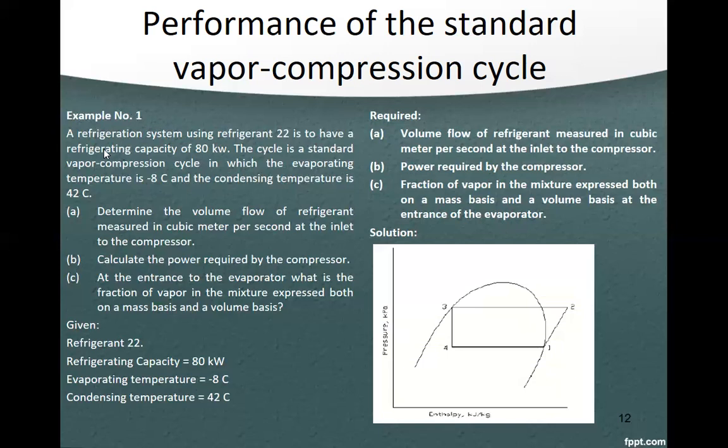Dito muna tayo. A refrigeration system using refrigerant 22 is to have a refrigerating capacity of 80 kilowatts. Baka iba na ang refrigerant, hindi na kayo marunong, table lang iyon. The cycle is a standard vapor compression cycle in which the evaporating temperature is -8°C. May negative iyan, huwag mong mawala. Baka pagsulat mo ng given, nawala iyan. And the condensing temperature is 42°C.